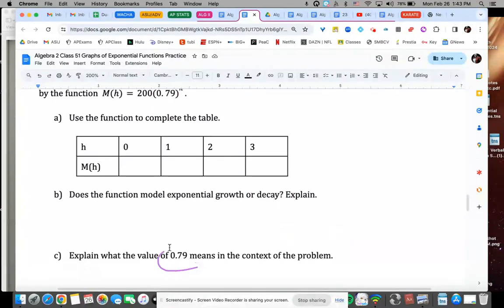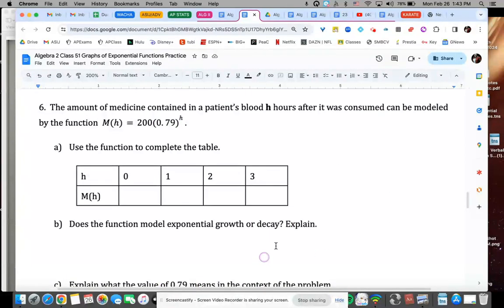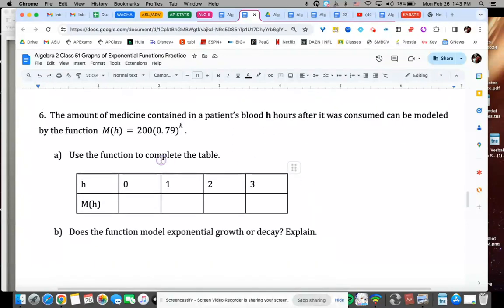What does that value of 0.79 mean in the context of the problem? Well, what are we doing here? H is the hours after you consume some medicine. And then M is the amount of medicine you have in your body after H hours, right? So that's what we're talking about. So the 0.79 tells you how much medicine is left in the body, what percentage is left in the body after every hour.